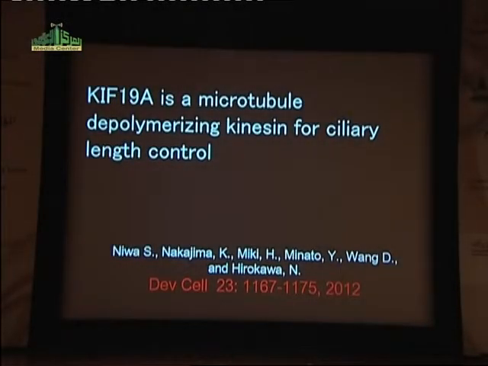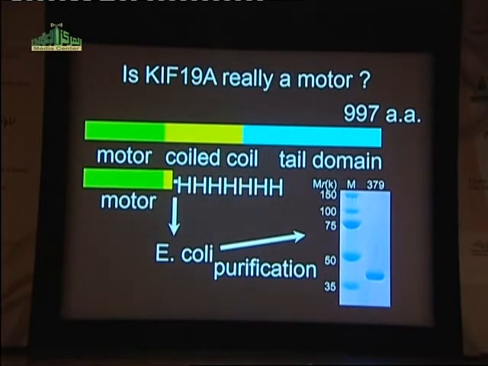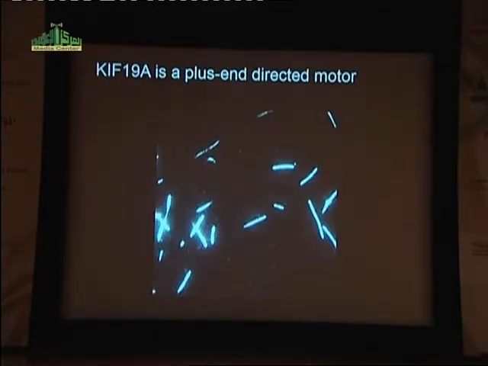The last motor I would like to introduce is KIF19A. This is also very interesting. It controls cilia length, and its deletion causes hydrocephalus or female infertility. We identified the KIF19A motor, and I show you this motor moves along microtubules at 0.02 micrometer per second, a slow motor.